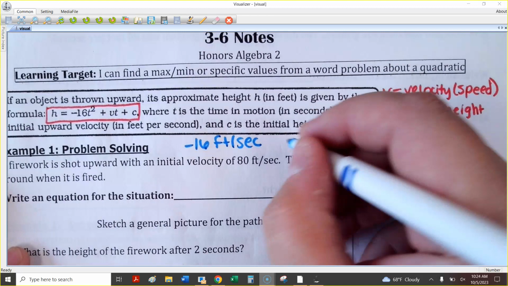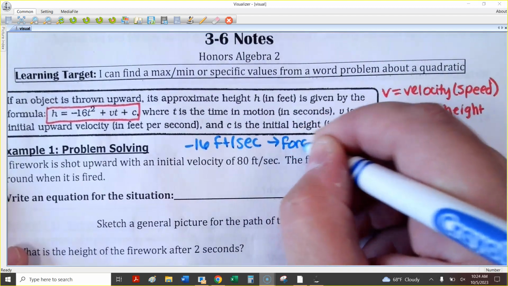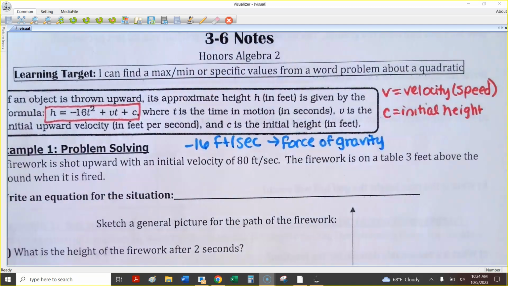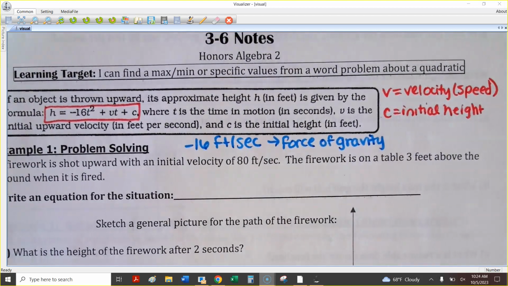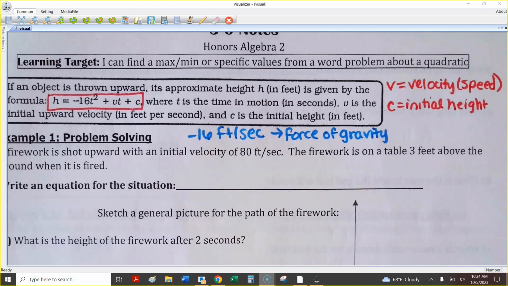You will always see that negative 16 in the formula. That is just the force of gravity, specifically for this formula, in feet per second. There is another formula that looks super similar to this, but it has a negative 4.9 instead of a negative 16, and that's just in meters per second. We usually do the one that's feet per second. So that negative 16 is actually the force of gravity on the object. We're just going to do a couple problems and plug them into that lovely formula.